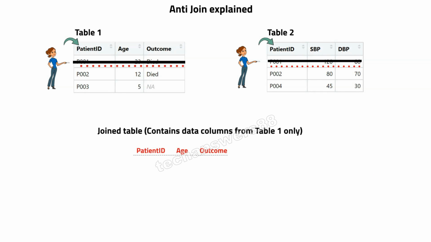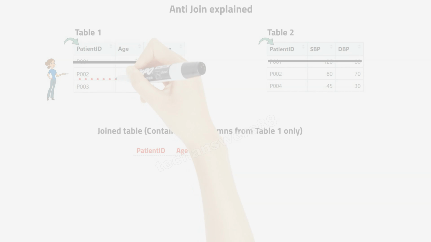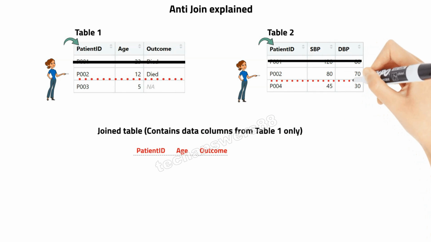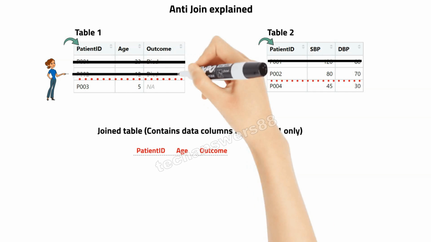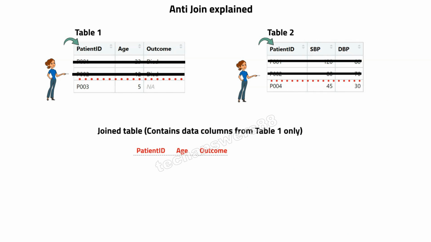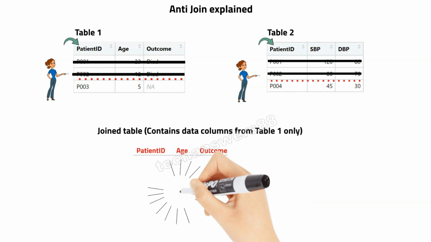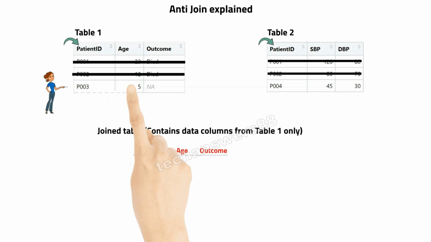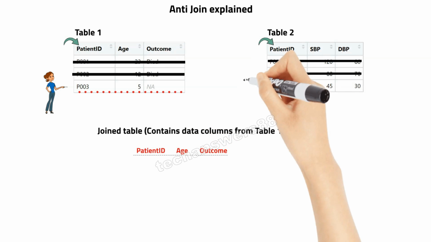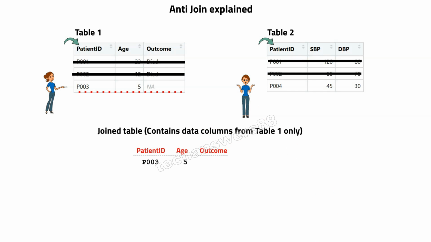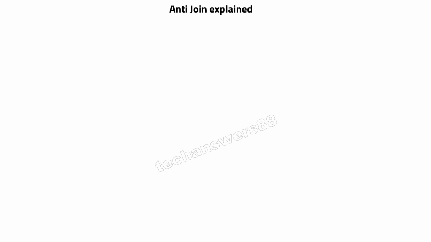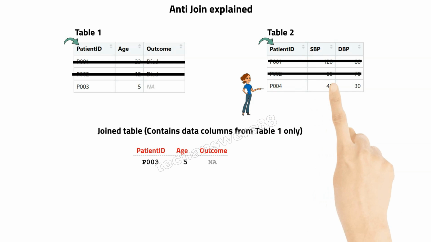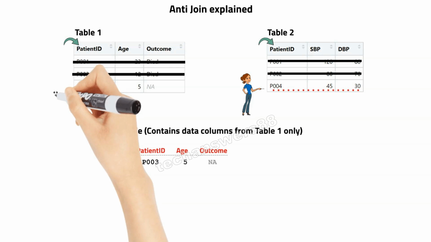Now let's move to the second record, which is patient ID 002. It exists on the left-hand side as well as on the right-hand side. Again, we don't need this. So far we have nothing in our final join table. Now look at P003. It only exists in the left table, or table 1, so we'll copy that in. Now what happens to patient 004, which only exists in table 2? We don't need that either.